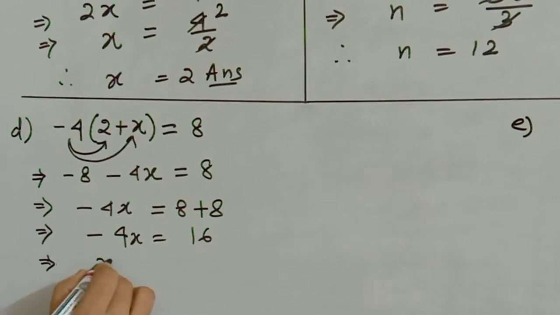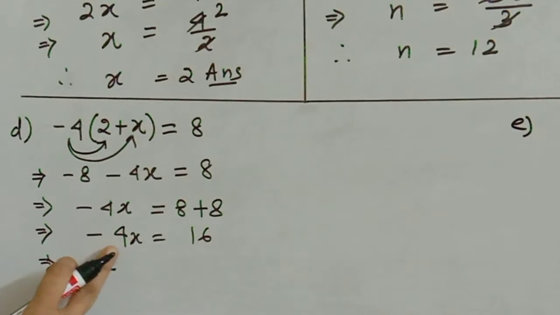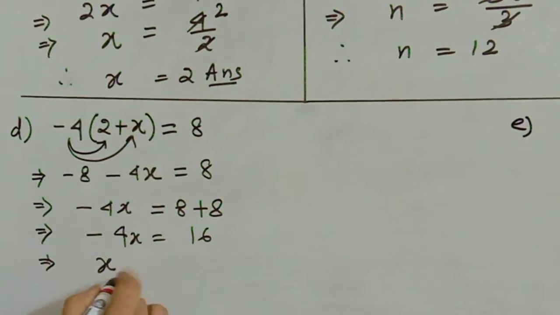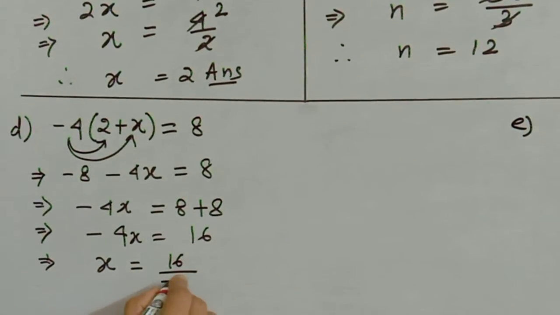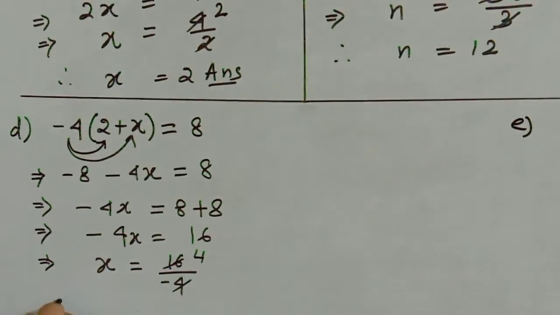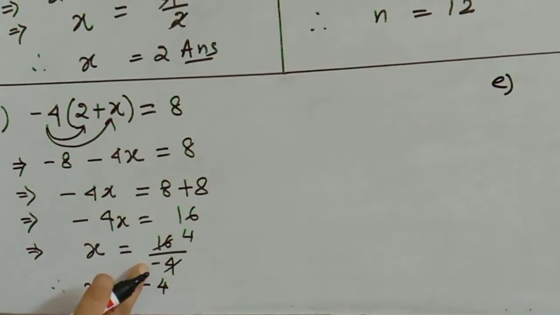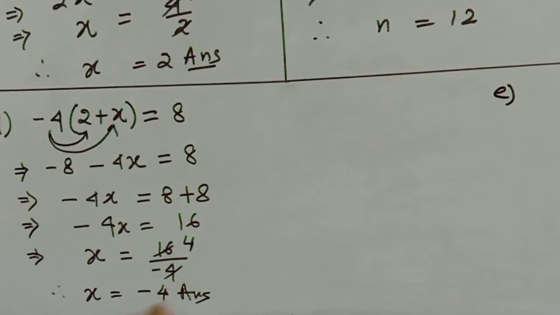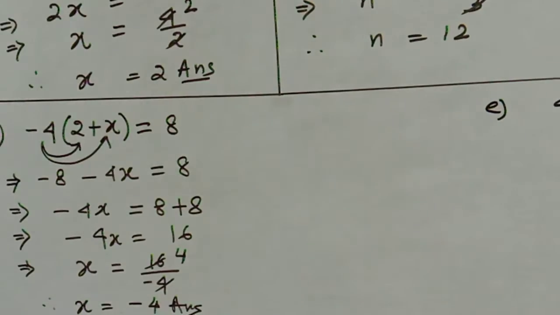Then x is equal to, you have to shift minus 4 to the right side, as it was multiplied here: minus 4 into x. So minus 4 will go in the denominator and the result will be 16 by minus 4. Then what will be the result? If you cancel it, 4 4s are 16. Therefore x is equal to minus 4. Here the minus sign is there, so it is minus 4. Understood?